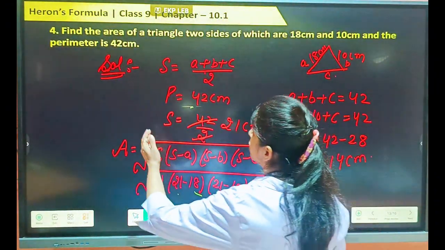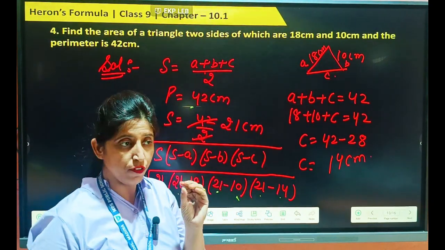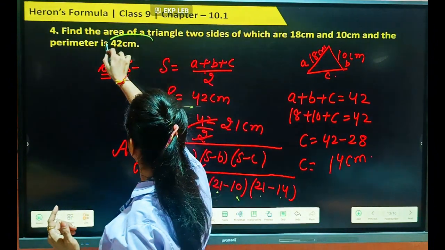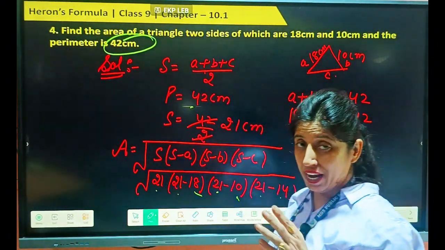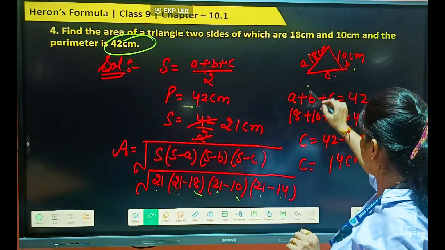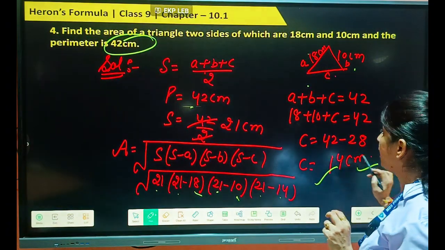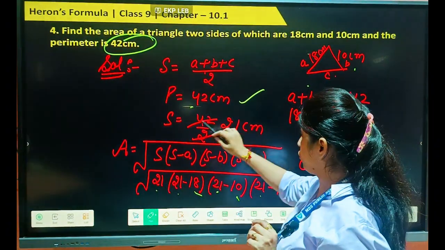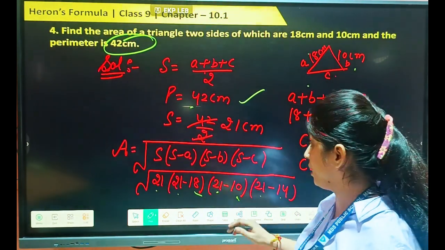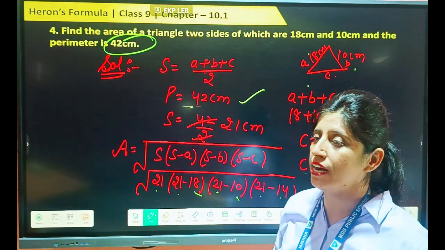Again I am telling this: find the area of the triangle whose two sides are given. If two sides are given, and one more thing is given, that is the perimeter, we will use this perimeter and find the other side. The perimeter is the sum of all sides. From there we will find the value of C, that will come 14 centimeter. Now perimeter 42 is given, so the semi-perimeter is half of the perimeter, 42 by 2, 21 will come. After that, for the area we will find s minus a, s minus b and s minus c.